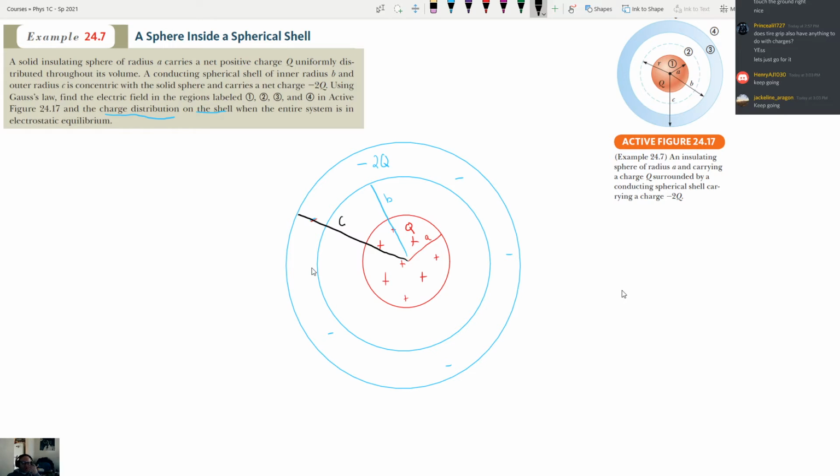So first thing to do is to find the electric field in the region that is R less than A.